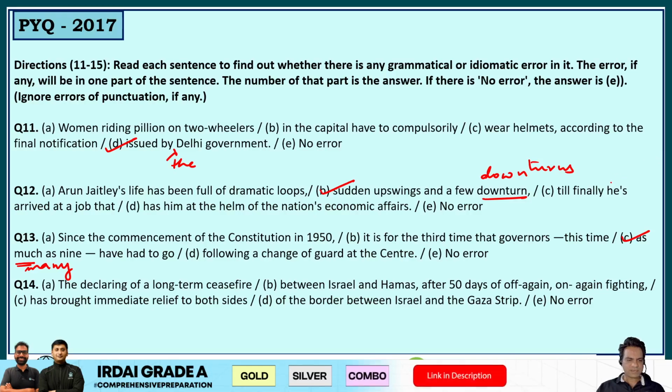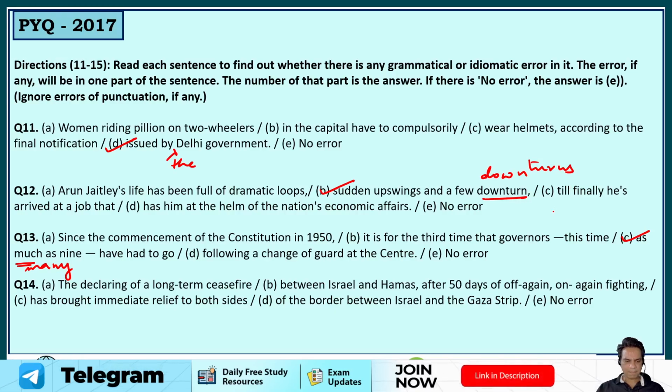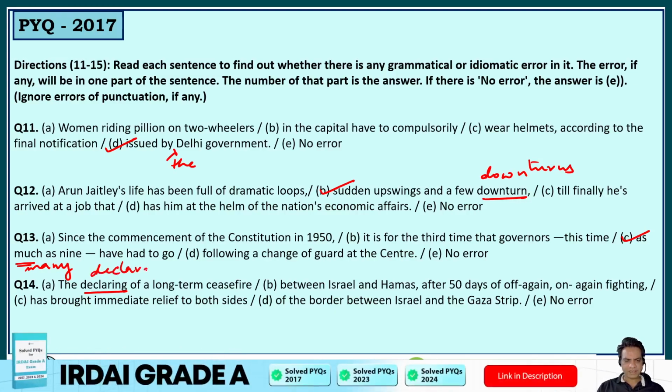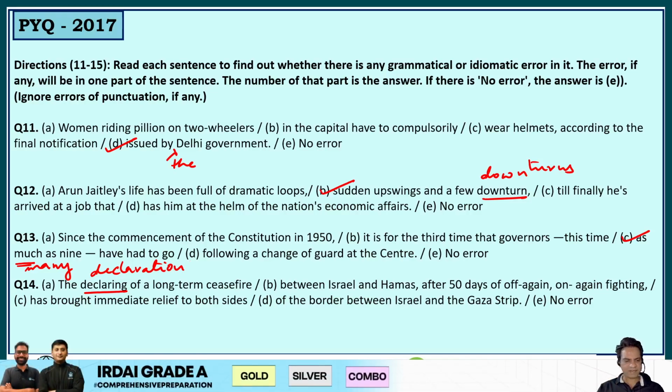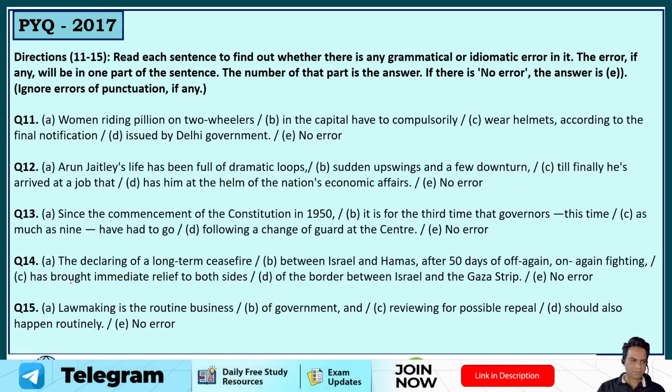Then question 14, the declaring of a long-term ceasefire between Israel and Hamas. The declaration, guys. It should not be declaring. Declaring is a verb. It should be declaration. The declaration of a long-term ceasefire between Israel and Hamas after 50 days of on-again, off-again fighting has brought immediate relief to both sides of the border between Israel and the Gaza Strip. So it should be declaration. So option A is your correct choice.